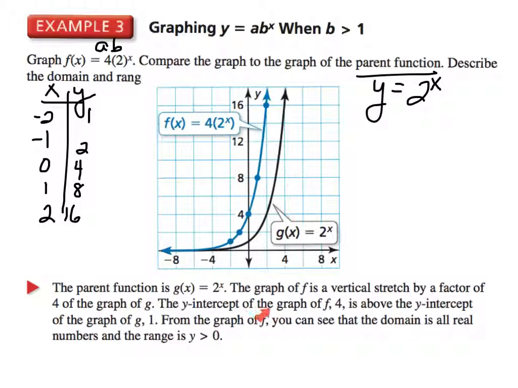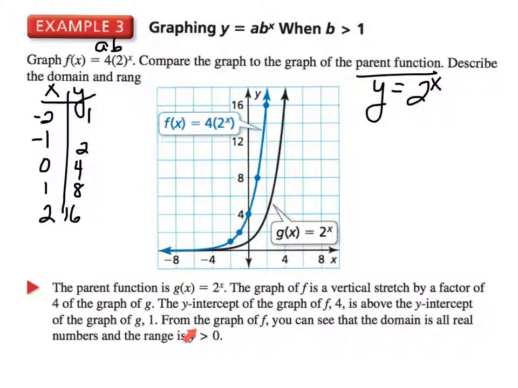The y-intercept of the graph of f, so here's f, is 4, which is above the other one, which is of g, which is 1. So we compared two things, the stretch and the y-intercept. So that's all you have to do.